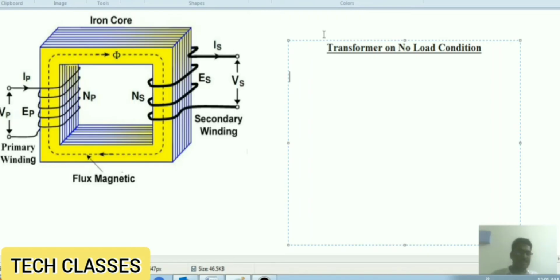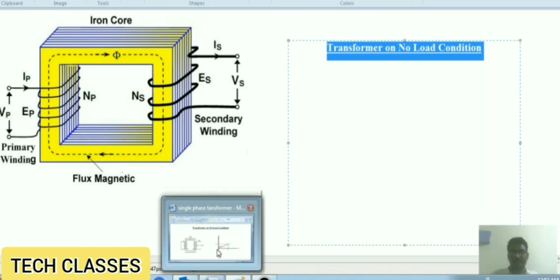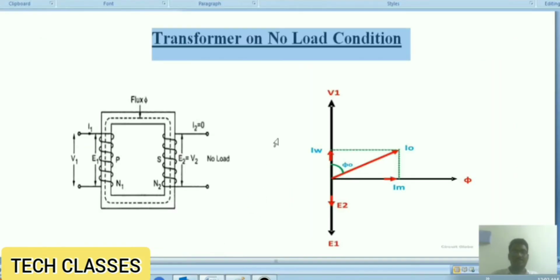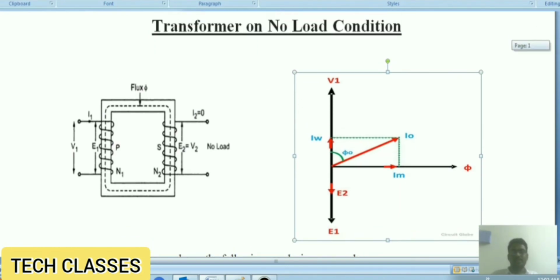For this concept, I would like to take one circuit diagram, and along with the circuit diagram, I will take one phasor diagram also. So that can be explained with the help of one phasor diagram. Now I'm considering the circuit diagram. This is the transformer on no load condition. This diagram shows the no load condition of the transformer.